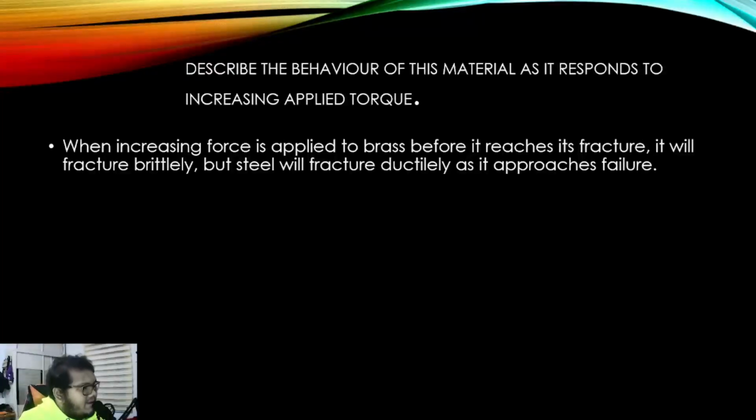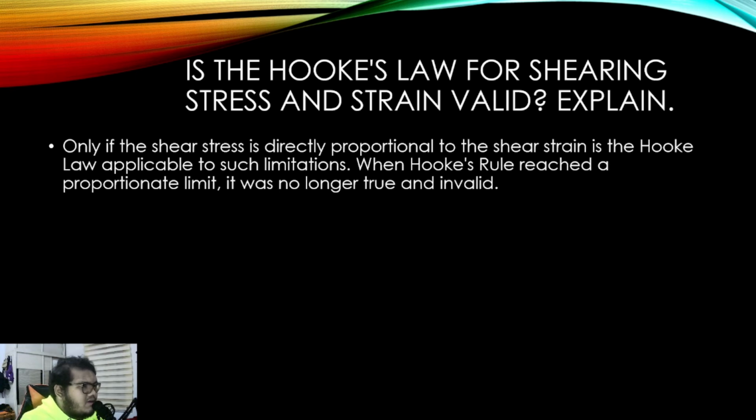The second question. Describe the behavior of this material as it responds to increasing applied torque. When the increasing force is applied to the brass, it will fracture brittly, but it will still deform ductilely as it approaches failure. Third question. Is Hooke's law for the shearing stress and strain valid? And explain. Only if the shear stress is directly proportional to the shear strain is Hooke's law applicable. When the proportional limit is reached, Hooke's law is no longer true and is invalid.